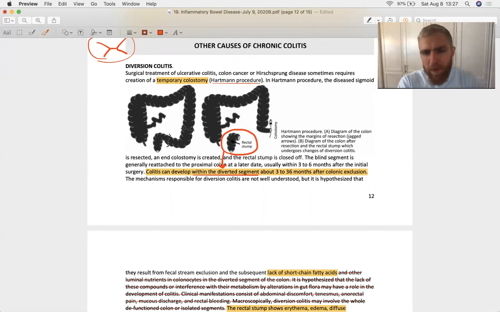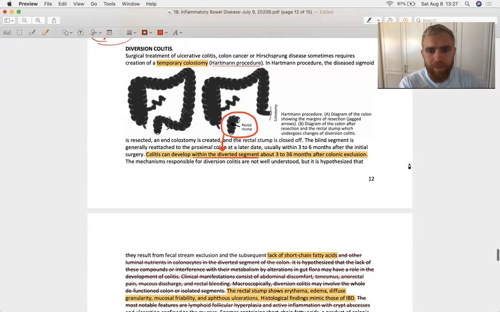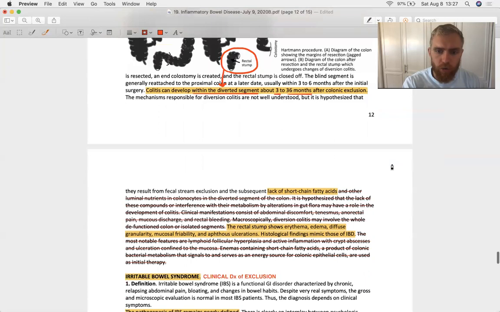It's not like the stump is getting infected. No, it's the same autoimmunity, and you just didn't take it out. And it's like, why didn't you take it out, buddy? I don't know. I'm not a surgeon. Colitis can develop within the diverted segment quickly or up to a few years after colonic exclusion.